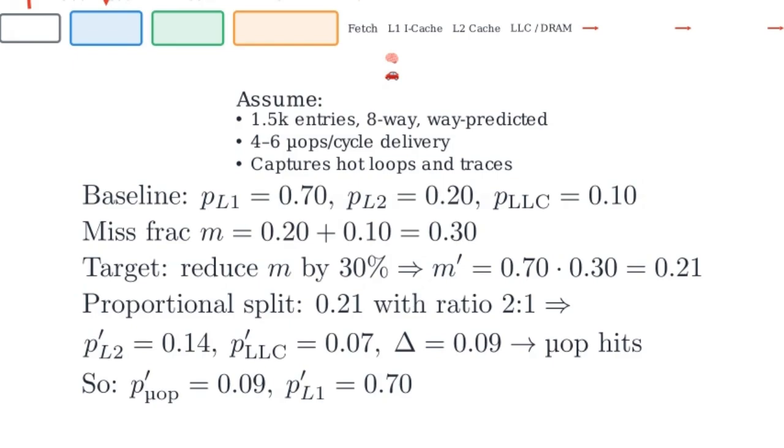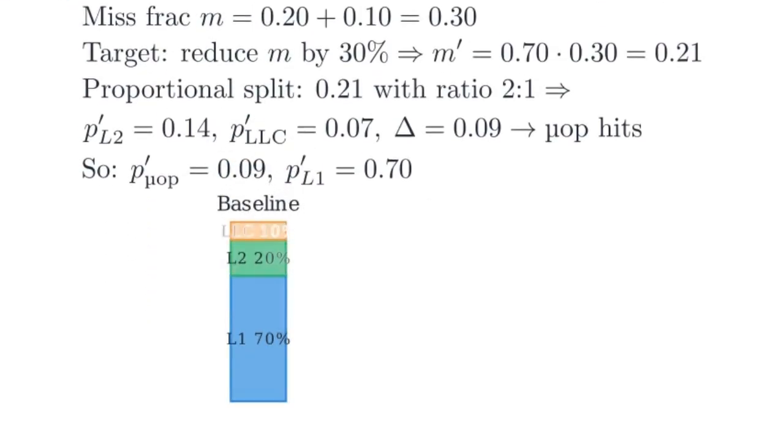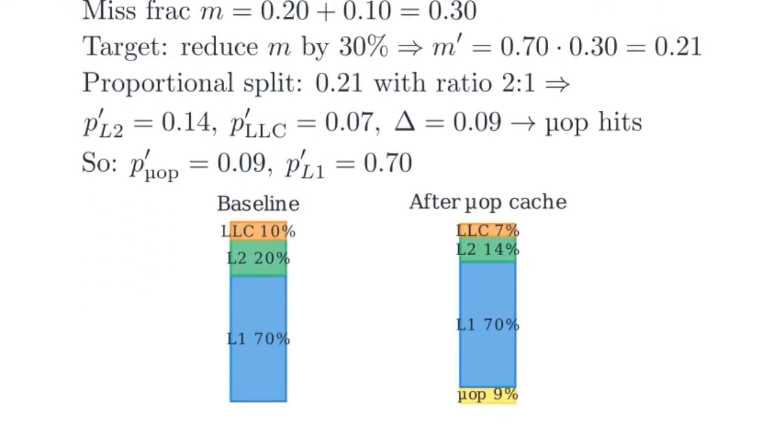Let us compare distributions visually. On the left, the baseline: 70% L1 hits, 20% L2, and 10% last level or memory. On the right, the new distribution adds 9% micro-op hits and reduces L2 and last level to 14 and 7%. This chart makes the improvement intuitive.